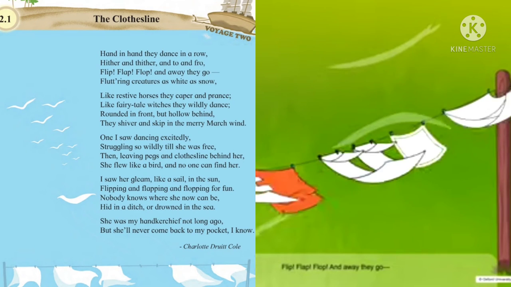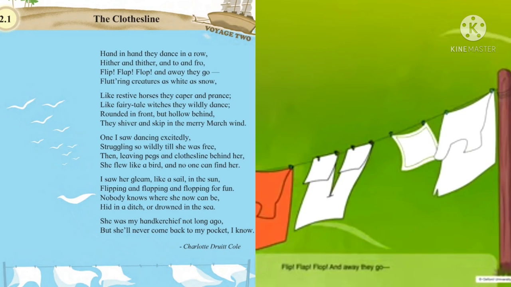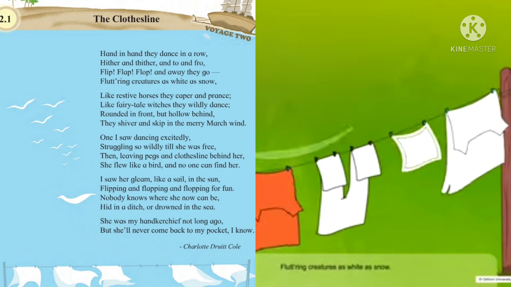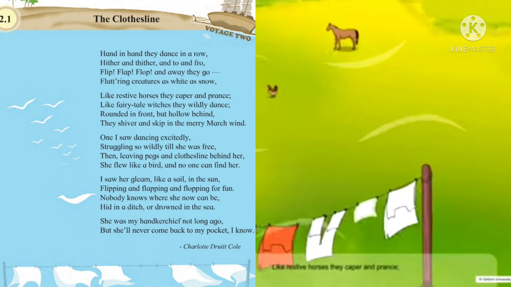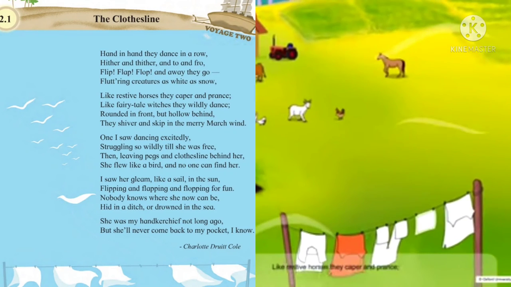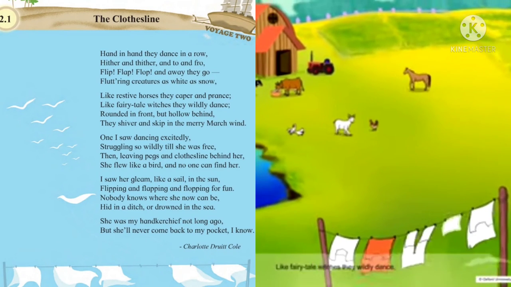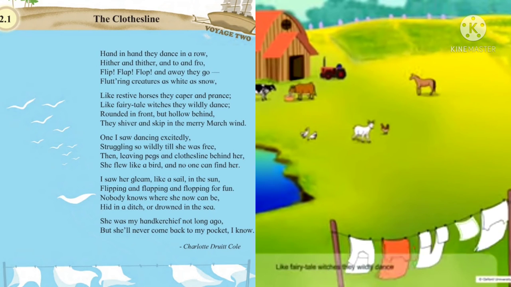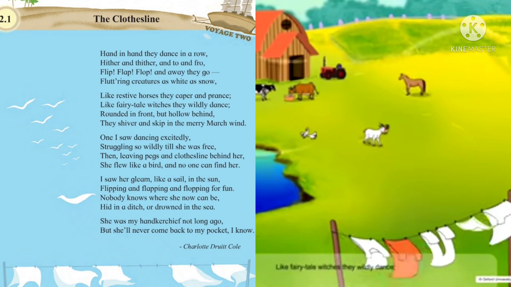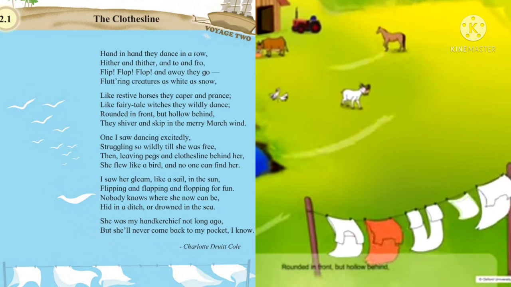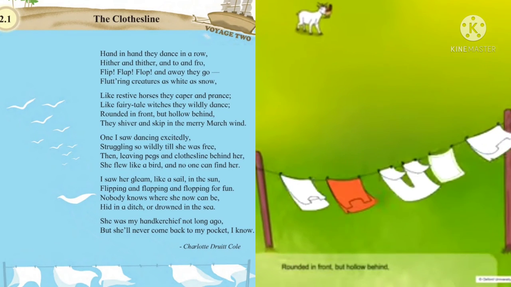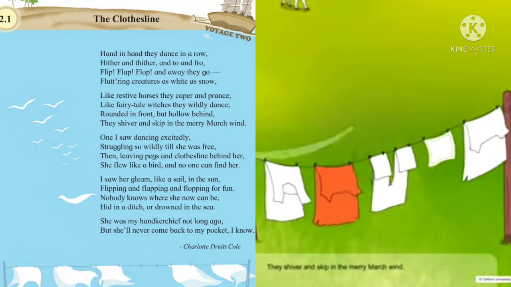So now students, the poetess over here is telling that I saw her gleam. Students, kindly underline the word gleam. The word gleam means shining brightly. So the poetess is telling us that she saw that piece of cloth shining brightly in the sun, flipping, flapping and flopping for fun, which means that the cloth is moving with the wind, flipping, flapping and flopping, the movement of the cloth.